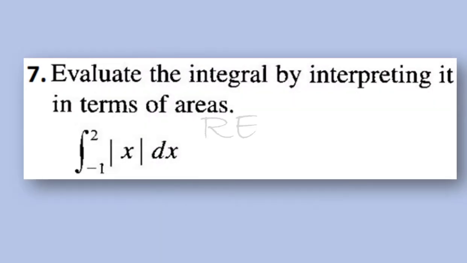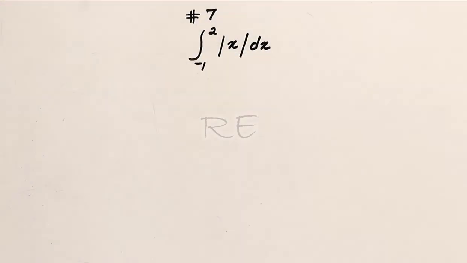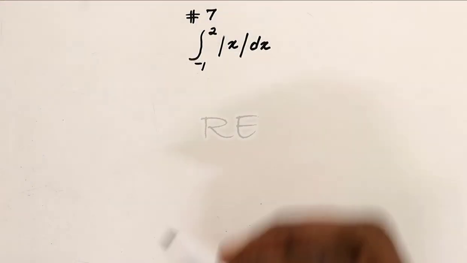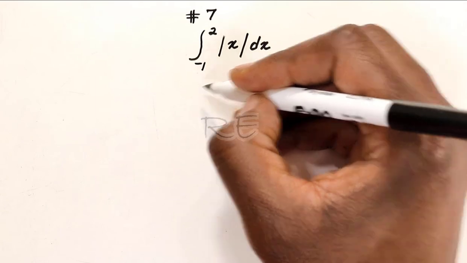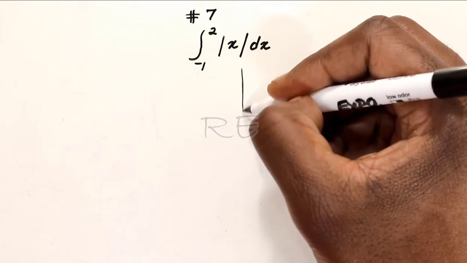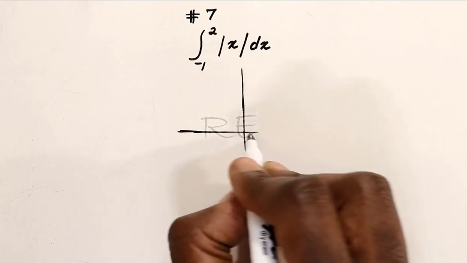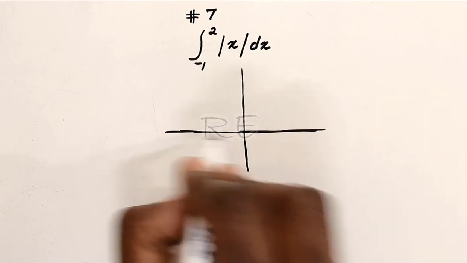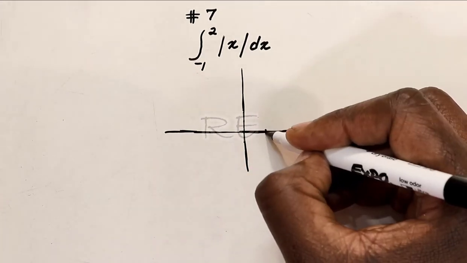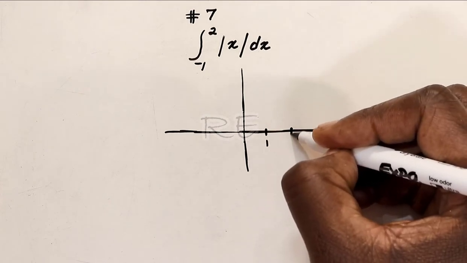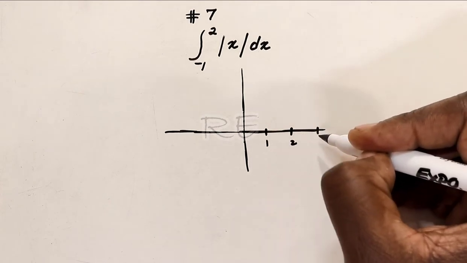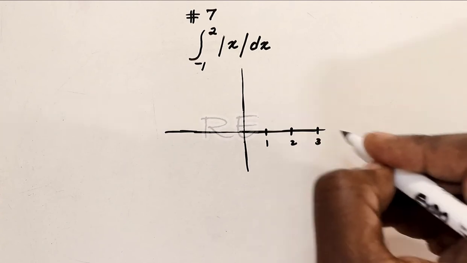Number 7, we need to find the value of the integral of the absolute value of x from -1 to 2. X varies from -1 to 2. Let's just sketch the absolute value function from -1 to 2.